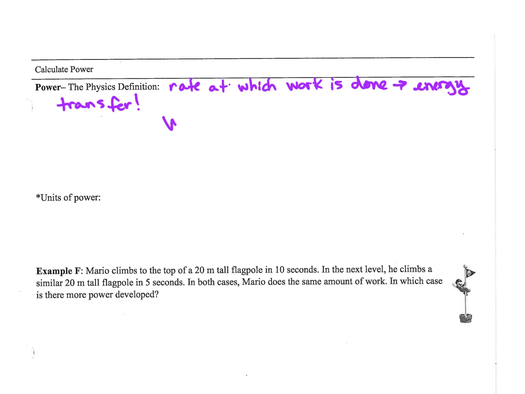So work over time equals power. And that would be what? W over T. W is FD over T. And we're going to look at this.